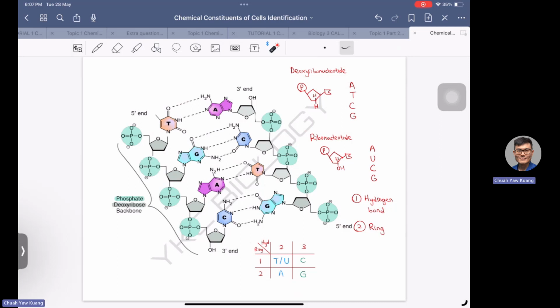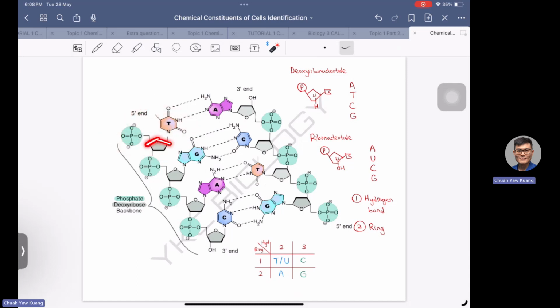So based on this, we will look at here. It is forming two hydrogen bonds. It is a one ring structure, meaning that it can be thymine or it can be uracil. So how do we differentiate it? We will look at the pentose sugar here. You can see this is the nitrogenous base. This is one pentose sugar. This is one phosphate group. In other words, this is one nucleotide. So we will look at the pentose sugar of this nucleotide.